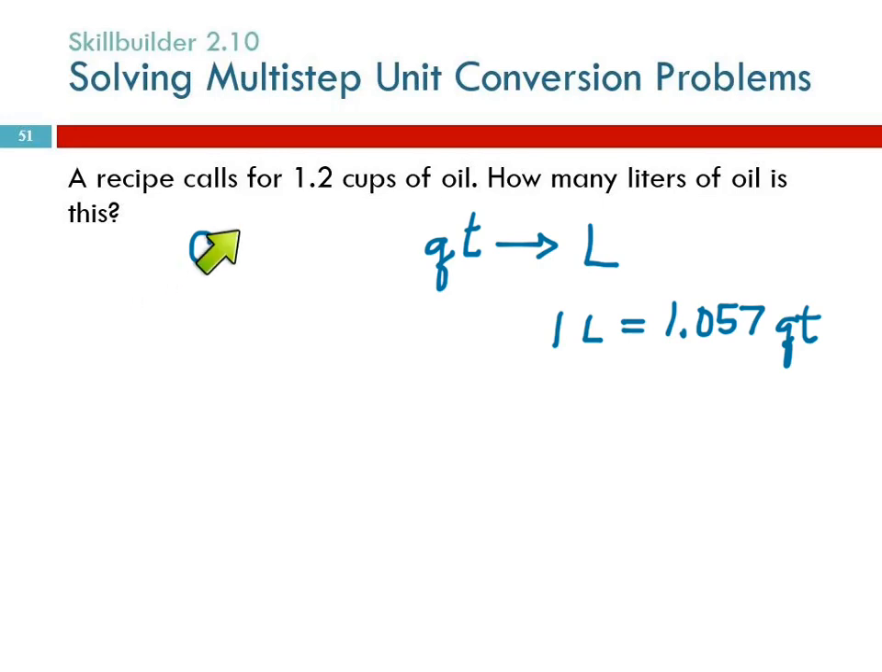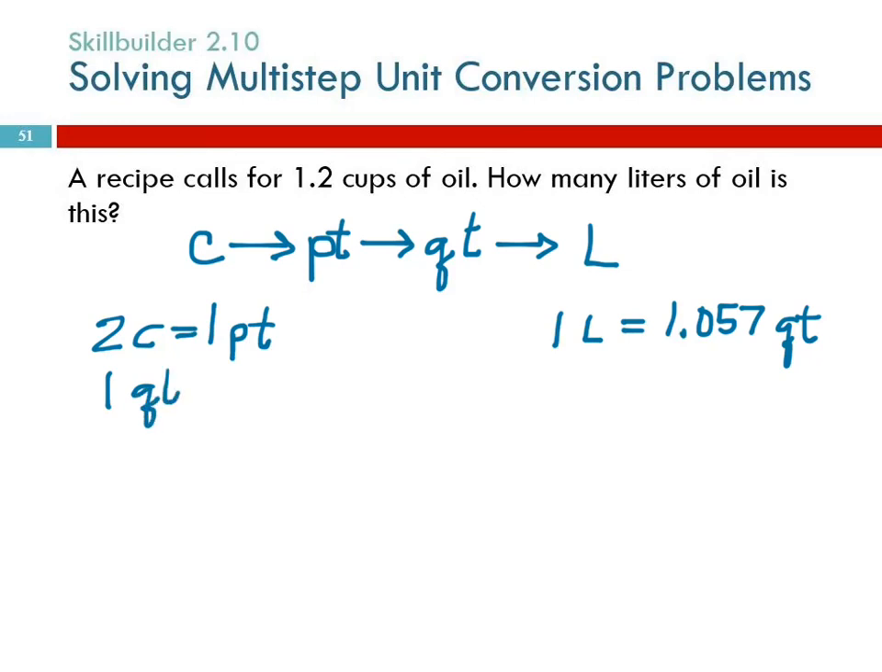Well, now we've got cups, and we need to get to quarts. Well, I know there's 2 cups in a pint. So let's put pint in here. 2 cups in a pint. Anybody know the relationship between pints and quarts? There's 4 quarts in a gallon. There's 2 pints in a quart. So 1 quart equals 2 pints. I would not expect you to know those on an exam.